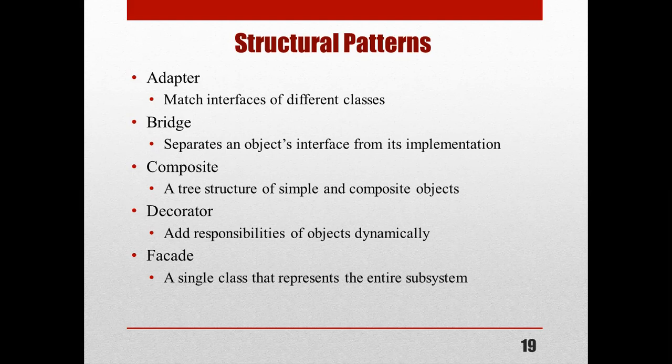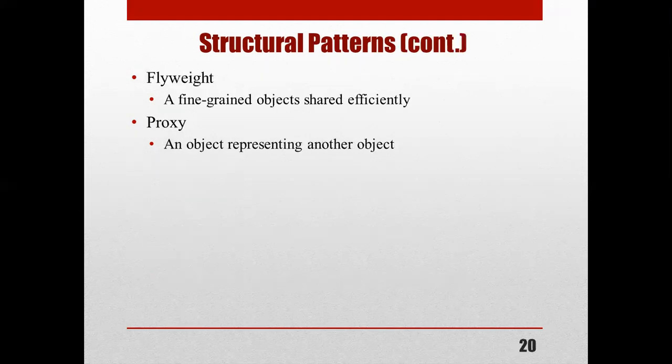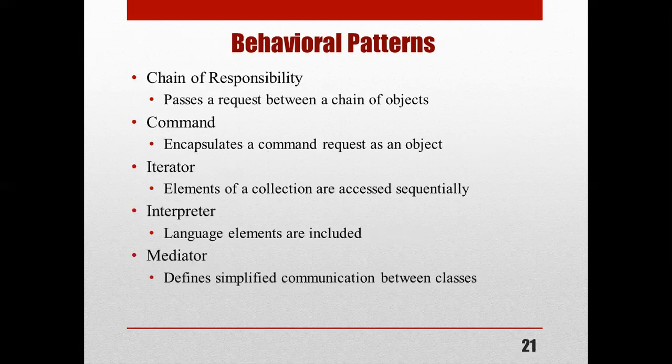In facade, a single class represents the entire subsystem. So these are the structural patterns. They also include the flyweight and proxy patterns. Flyweight includes fine-grained objects shared efficiently. Then proxy, that means an object representing another object. That is a duplicate or proxy, we can say. These are the structural patterns.